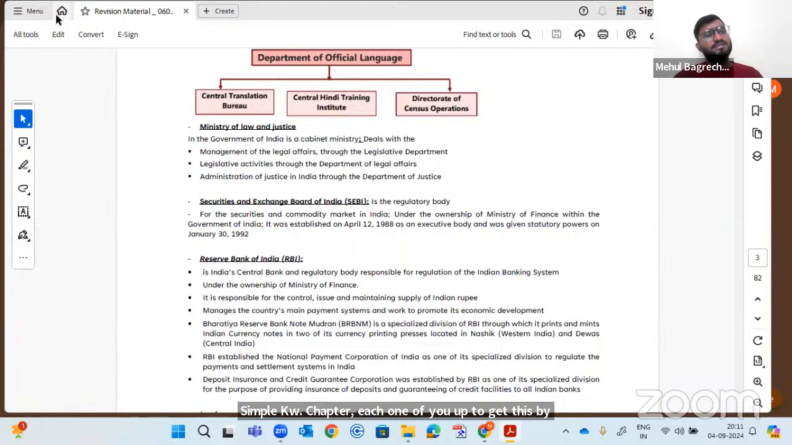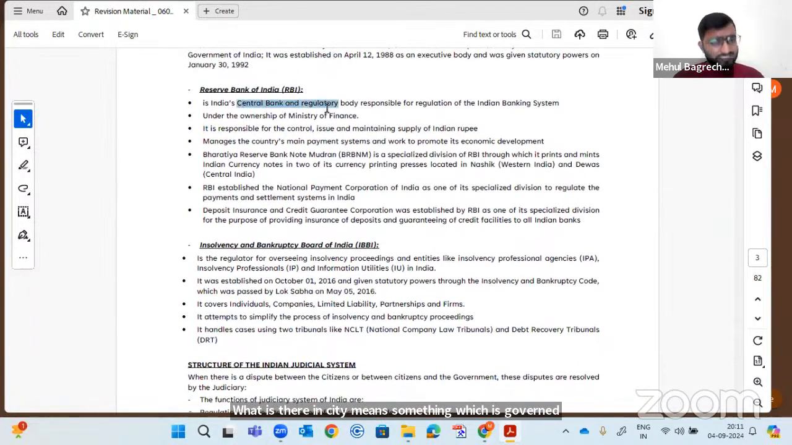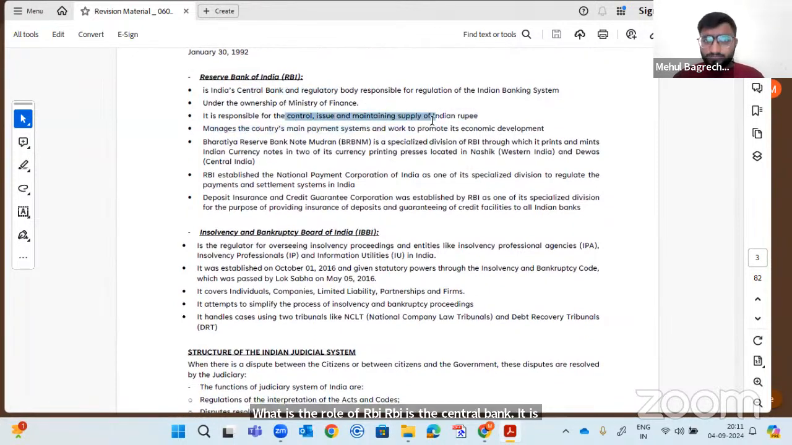Understood, everyone? Yes. So what is there in SEBI? SEBI is governed under the ownership of the Ministry of Finance. All right. What is the role of RBI? RBI is the central bank. It is again under the Ministry of Finance. It is for the purpose of controlling, issuing, and monitoring your Indian rupees.